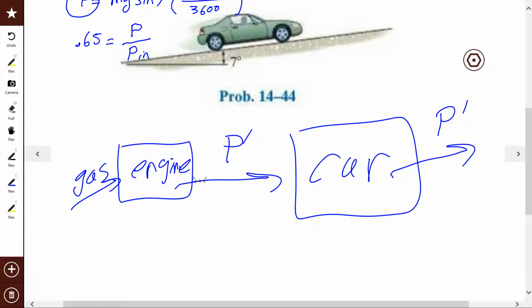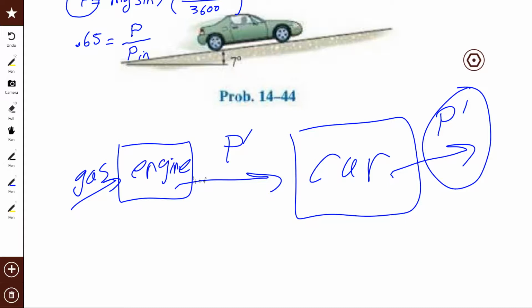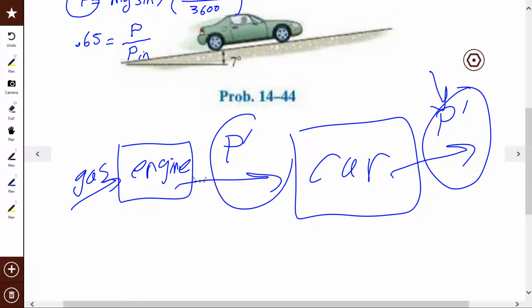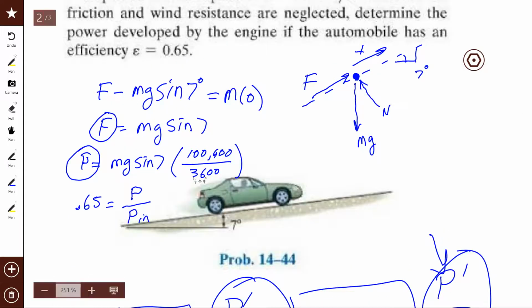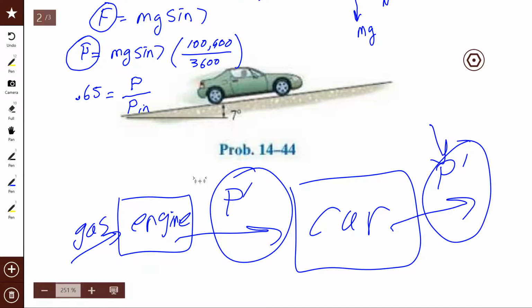Okay, now, what is this? This is what I need to go up the hill, isn't it? Did I lose any in the car? Okay, then this guy right here is what comes out of the engine. You agree? What is P prime? P. Isn't that P? That's the power I have to go up the hill. That's the power I've got to have to go up the hill. And because the car is 100% efficient, that's what I need going into the car, coming out of the engine. I need that amount coming out of the engine.